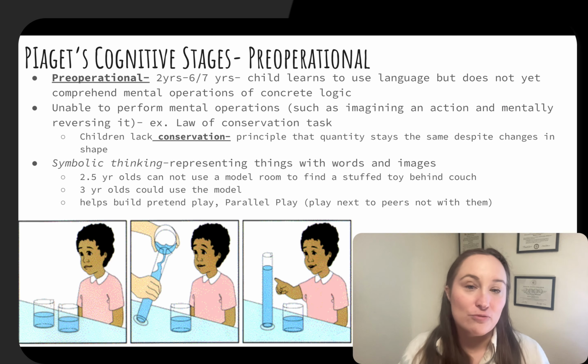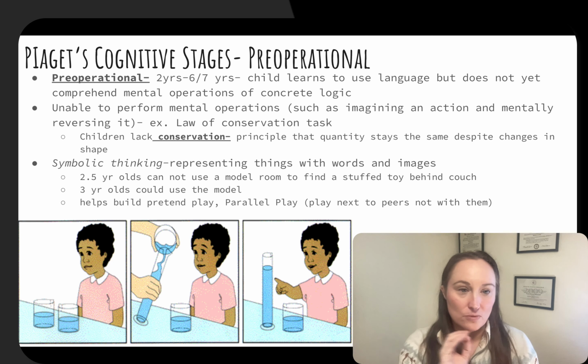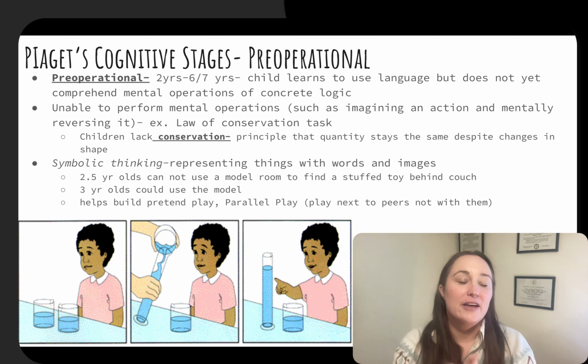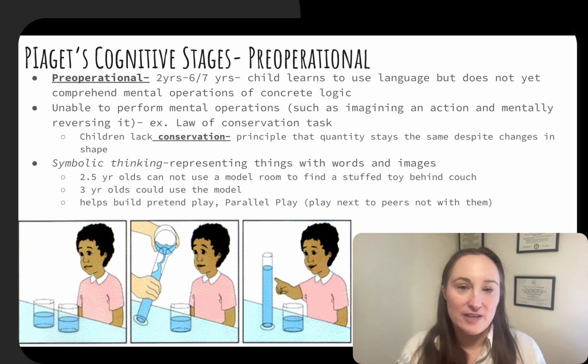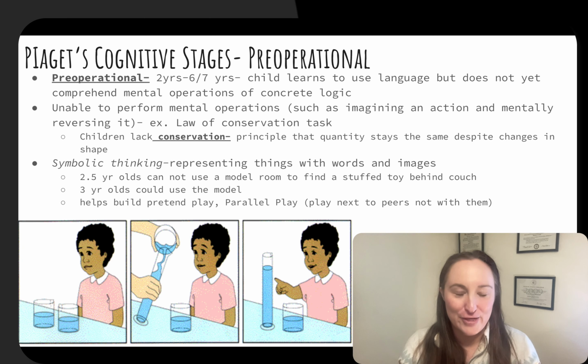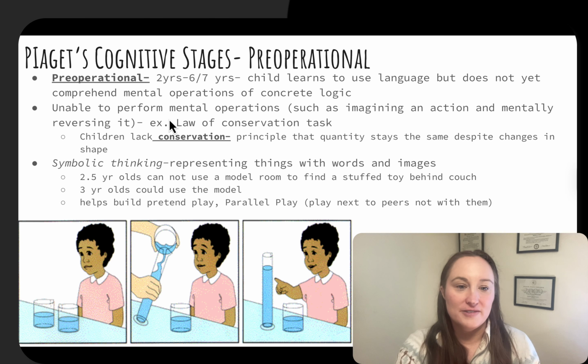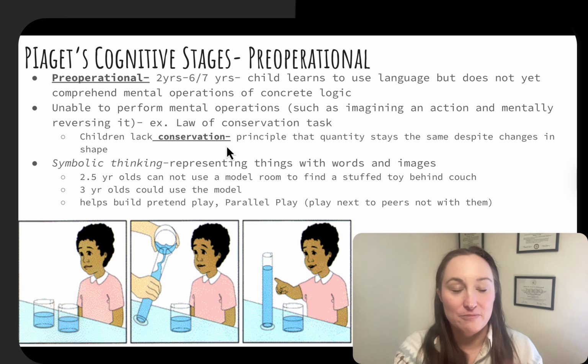Next stage is preoperational, 2 to about 7 years old, and they're using language now as a symbol for what they want. I say apple, it means I want a real apple, Mom, right? But they're not able to think in a reasonable way. They're not able to think logically. One of the things they're learning is the law of conservation. They don't have it yet, though.